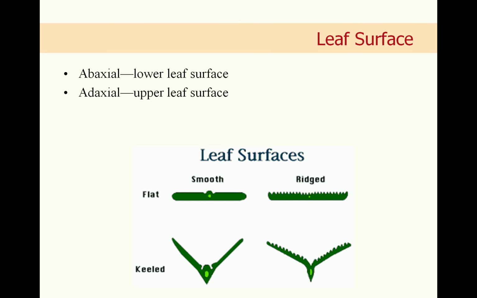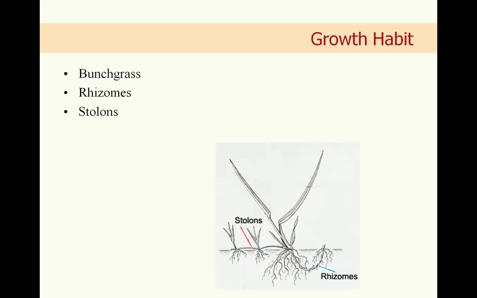Another part of the plant that may be useful for identification is the leaf surface. Some grassy weeds have surfaces that are more smooth than others and vice versa. The lower leaf surface of a grass is called the abaxial surface, while the upper leaf surface is called the adaxial surface. Growth habit difference between grassy weeds can also help with identification.